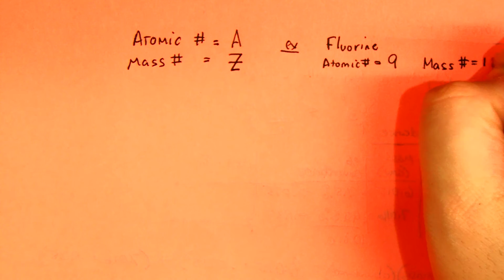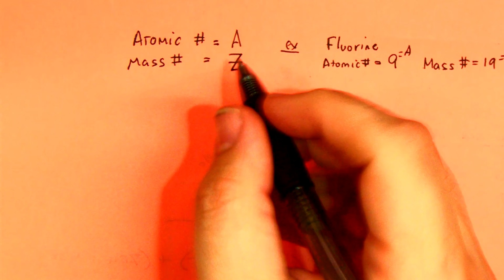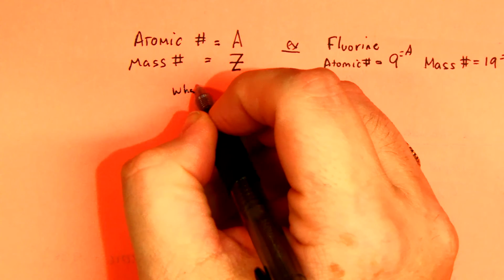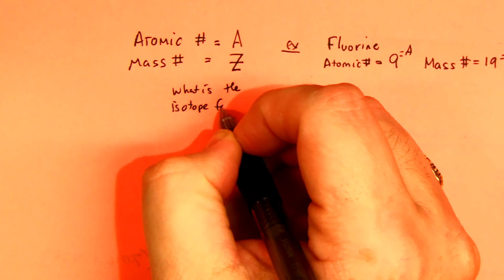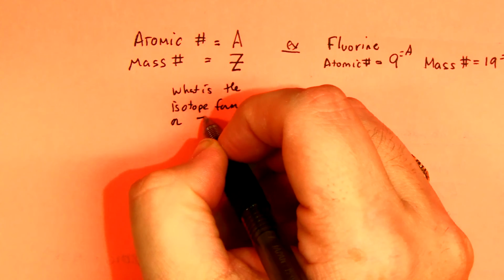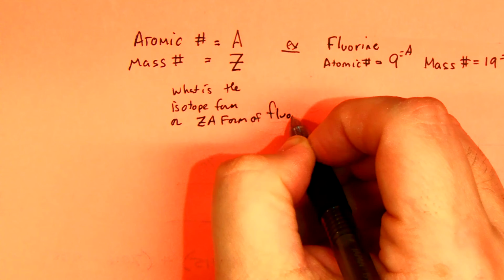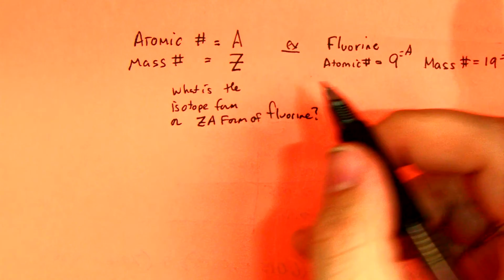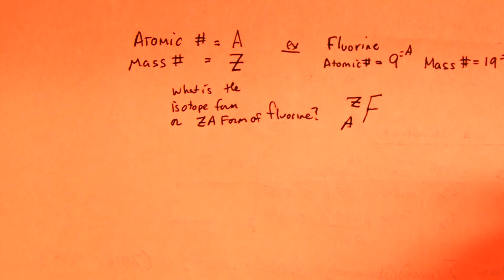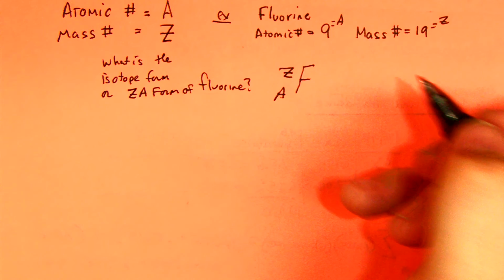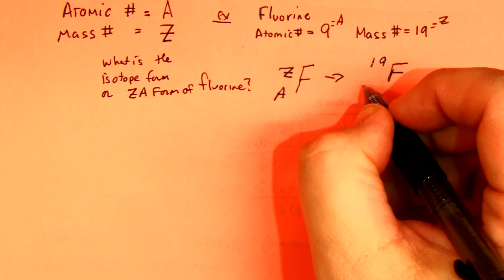Now, a question that could be asked: what is the isotope form, or the ZA form, of fluorine? And all that is you take fluorine and you put Z up top, the mass number, and you put the atomic number down here. What that says is, all right, fluorine has a mass number of 19 and an atomic number of 9. So this is your atomic number, and this is your mass number.